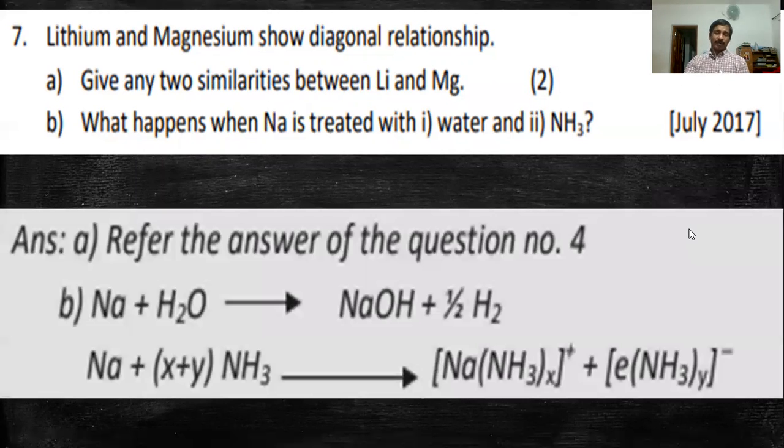So questions are repeating. Na + (x+y) NH3 gives Na(NH3)x+ plus e(NH3)y minus. You can see this equation is important. You study this equation.